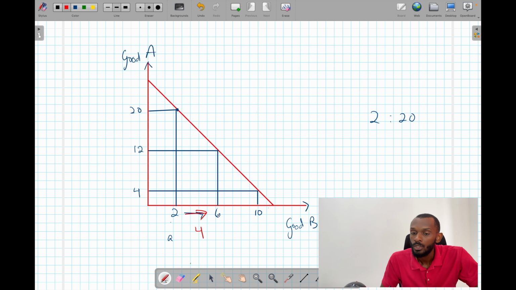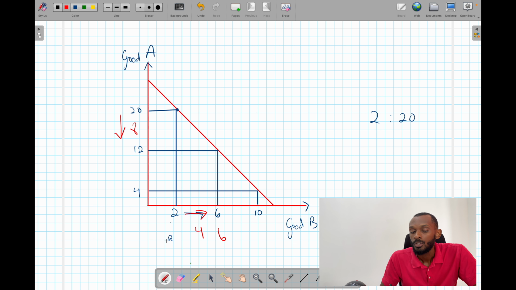Given what we've watched, you can pause this video and calculate it. We're moving from producing at point A to producing at point B. How much did you give up here? The difference between 12 and 20 is 8. You've given up 8 units.